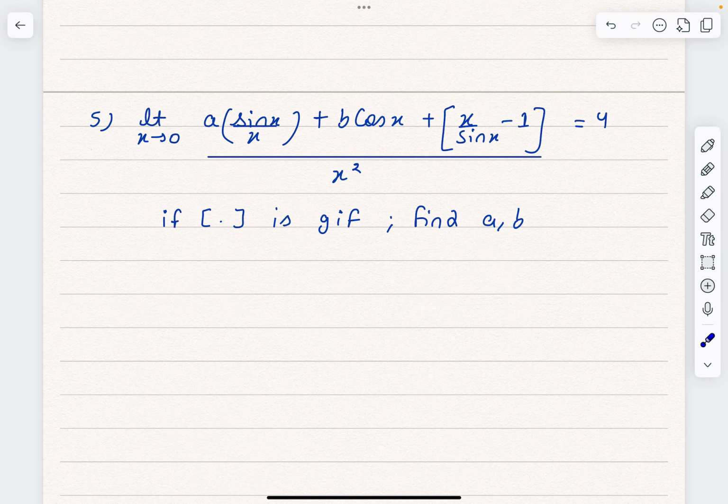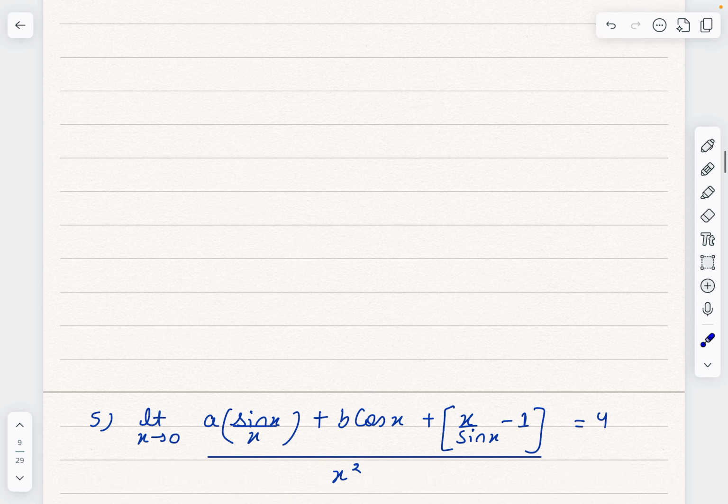We have limit x tends to 0, a sin x by x plus b cos x plus, now this is step function, x by sin x minus 1, whole divided by x square equal to 4. This is step function. Find a and b. You can pause and give it a try. Let us start discussion now.